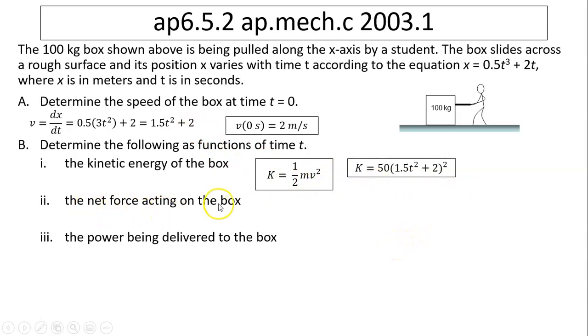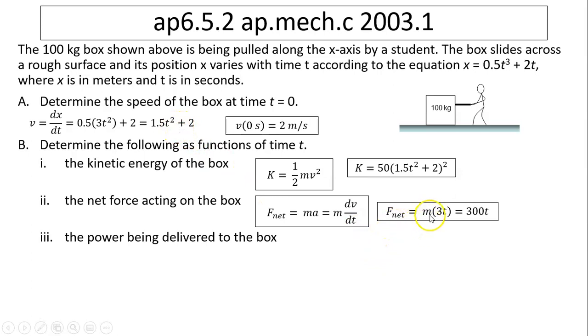The net force acting on the box as a function of time. Net force equals ma, and a is dv over dt. We know v as a function of time. We simply do the derivative of this expression relative to t. We can get net force. The derivative of this is just 3t. So it's m times 3t, m equals 100. That gives us 300t.